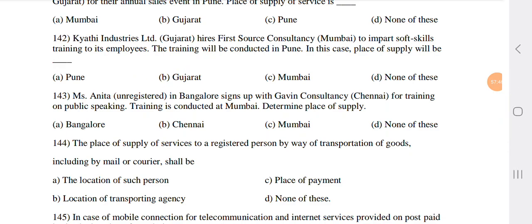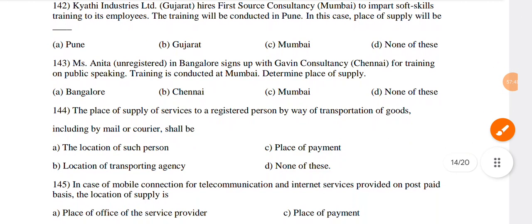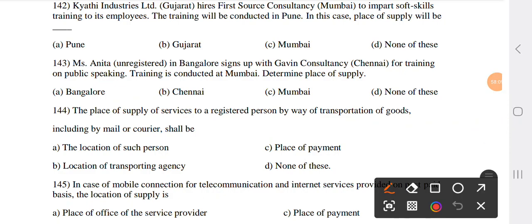Next question. Miss Anita, unregistered, in Bangalore, signs up with Govin Consultancy, Chennai, for training on public speaking. Training is conducted at Mumbai. Determine place of supply. Option A Bangalore, B Chennai, C Mumbai, and D none of this. The correct option is A.